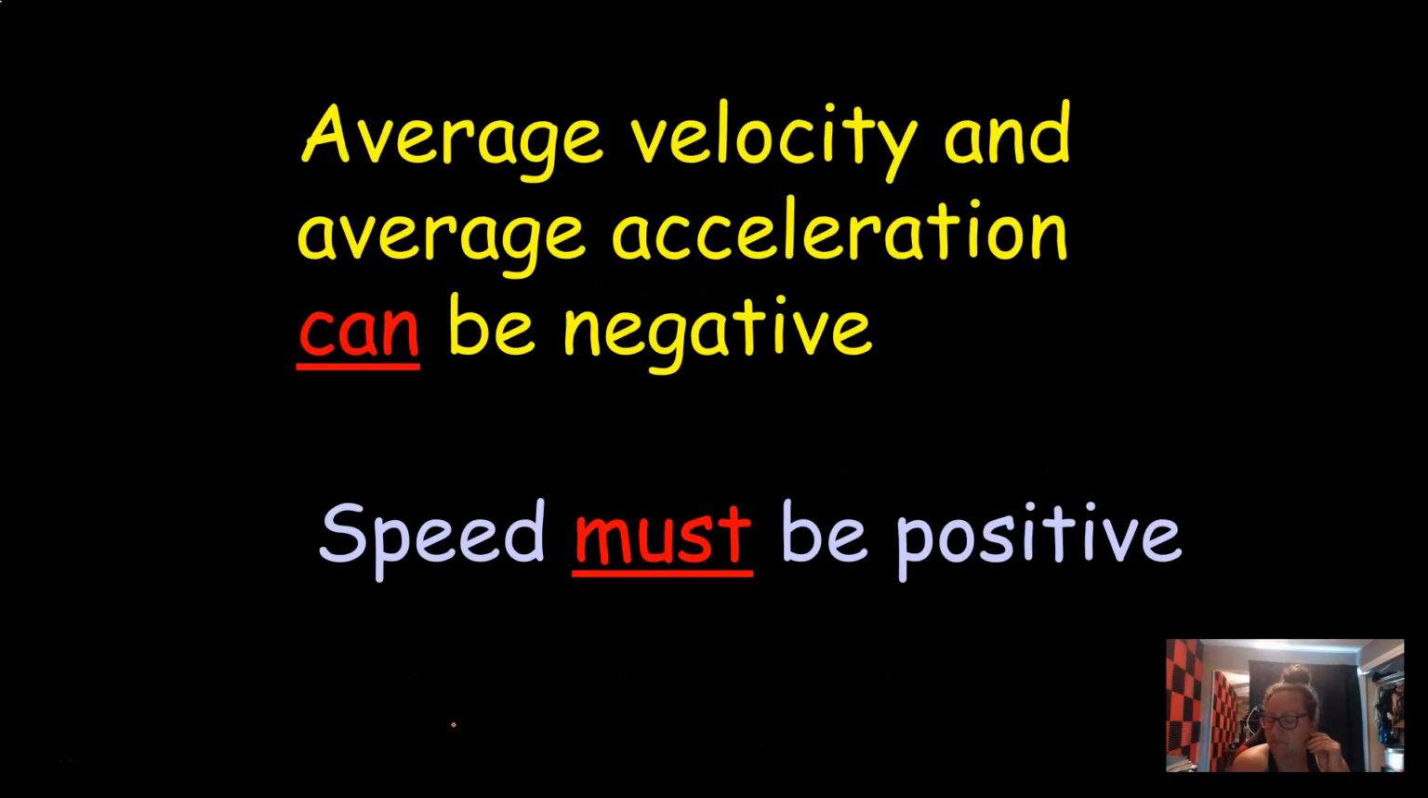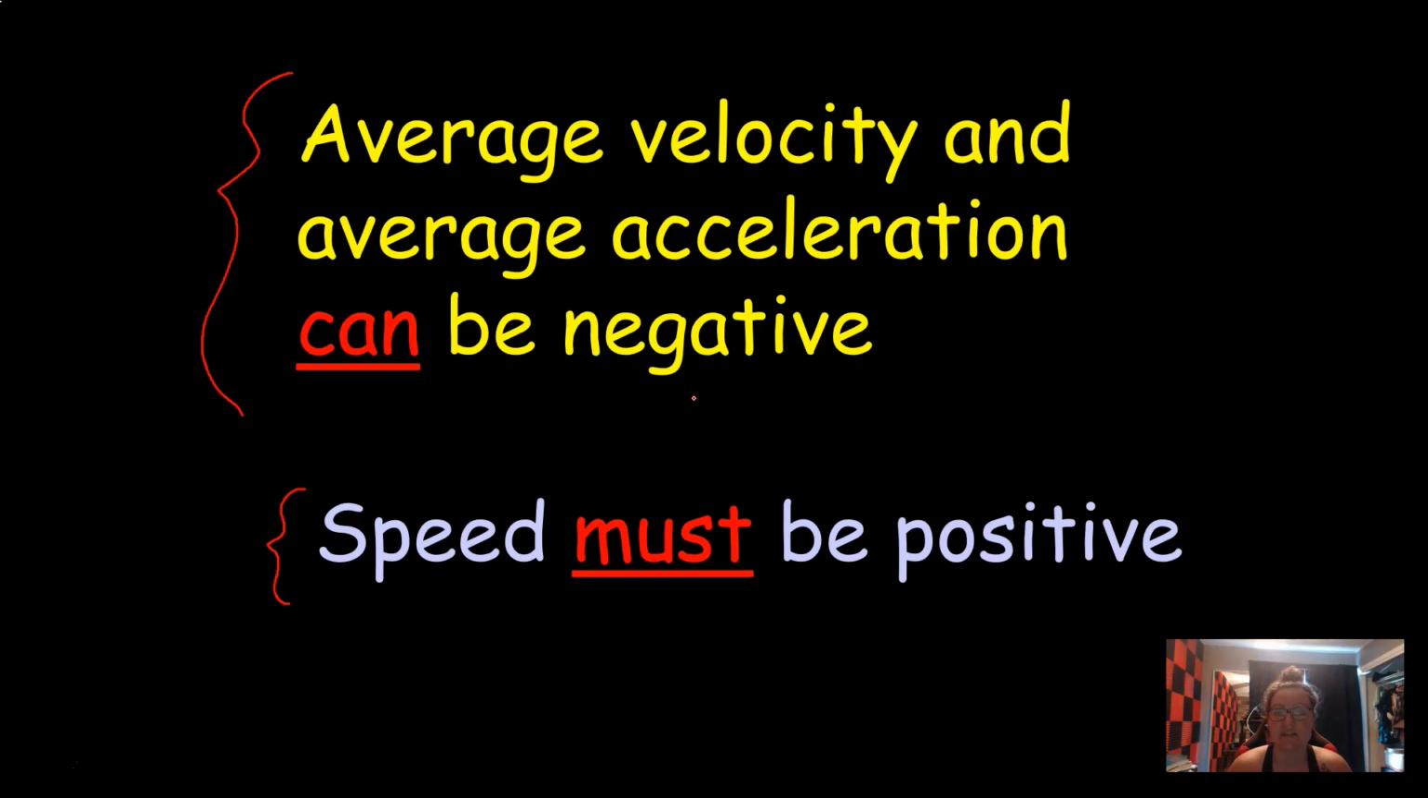This is just some extra info for you. Average velocity and average acceleration can be negative, but anytime you're looking at speed, your answer has to be positive. So depending on what you're looking for, average velocity and average acceleration can be negative numbers. Remember, velocity takes into account the speed and also the direction. So positive velocity would mean you're going to the right, negative velocity meaning you're going to the left.